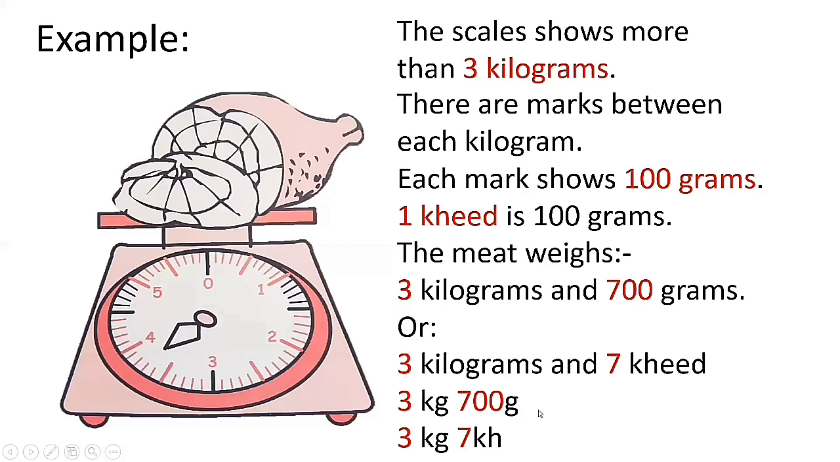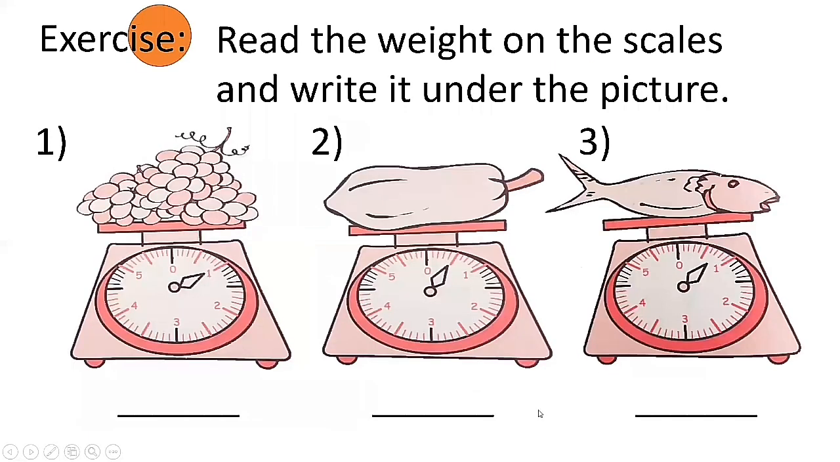Okay, next. This one. Example. Read the weight on the scales and write it under the picture. Okay, how about this one, the grapes? How much is the weight of the grapes? Okay, so that is 1 kilogram, since the arrow is pointed to 1.